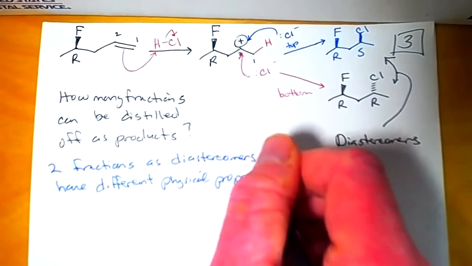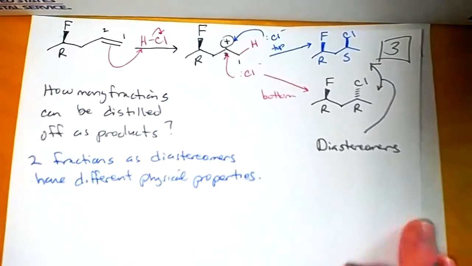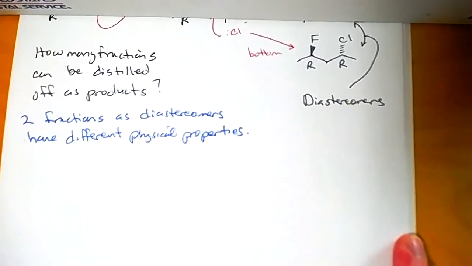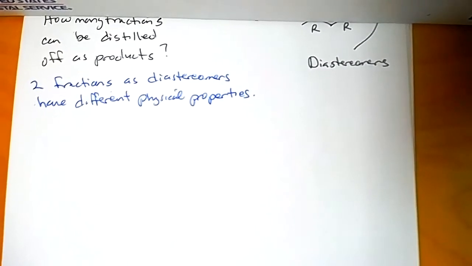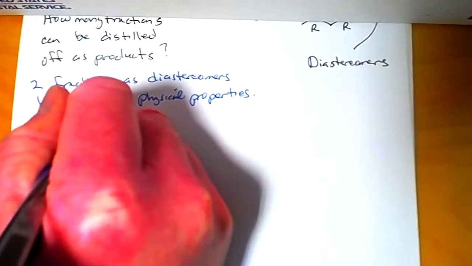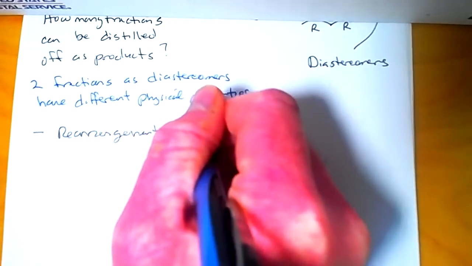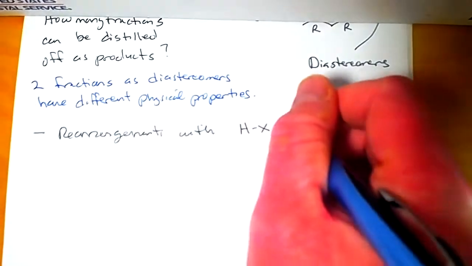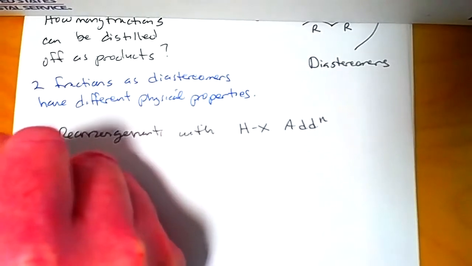Meaning they have different boiling points, they have different elution rates, and so those can be separated using normal techniques. Now, the one other thing I want to mention here, in closing about this, is just some examples of rearrangements with hydrogen halide additions.